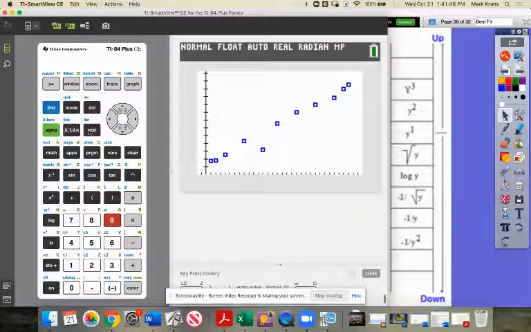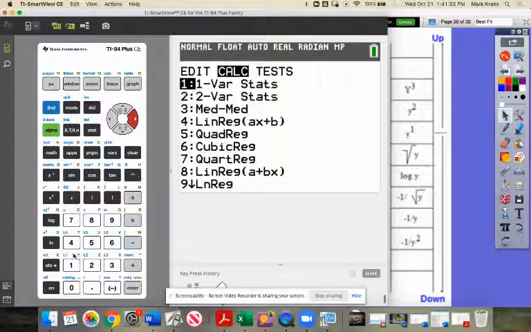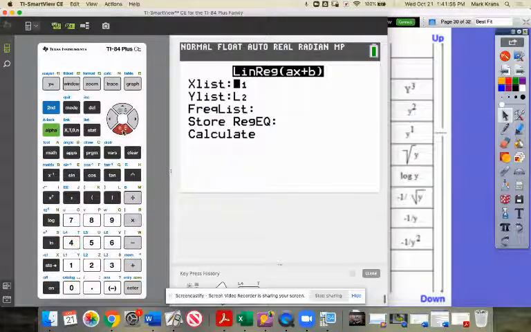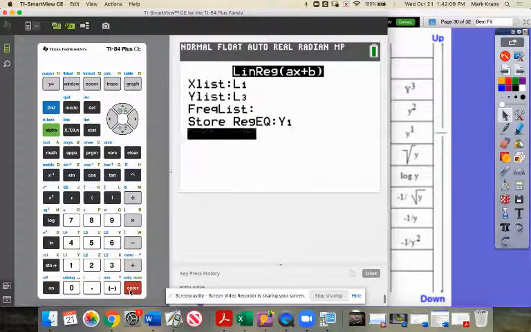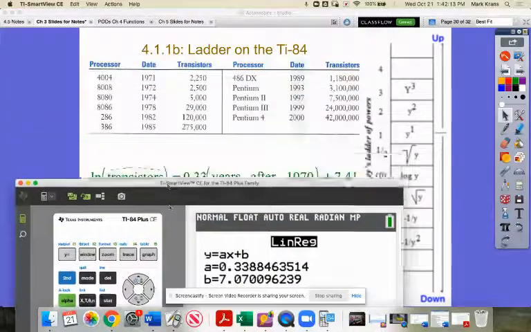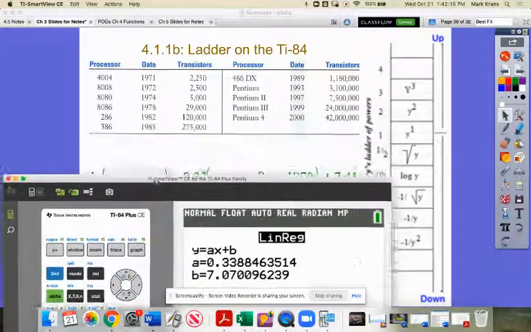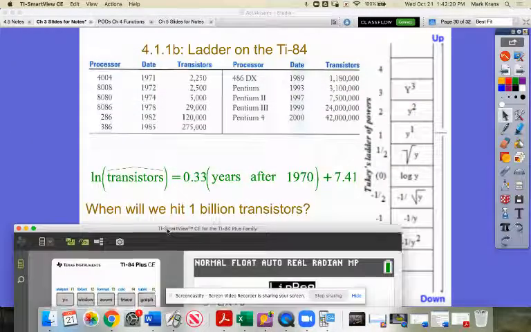And then if I do stat calc, lin reg, I want to go from L1 and L3, okay? I can store this in y1 if I want. Oh, wrong button. I want to hit vars, y vars, okay? So if I do this, it's creating for me a nice linear regression equation, which is what I have right there, the 0.33 and the 7 point. Oh, it's off. Maybe I have a typo, but we'll use that equation on my other page.